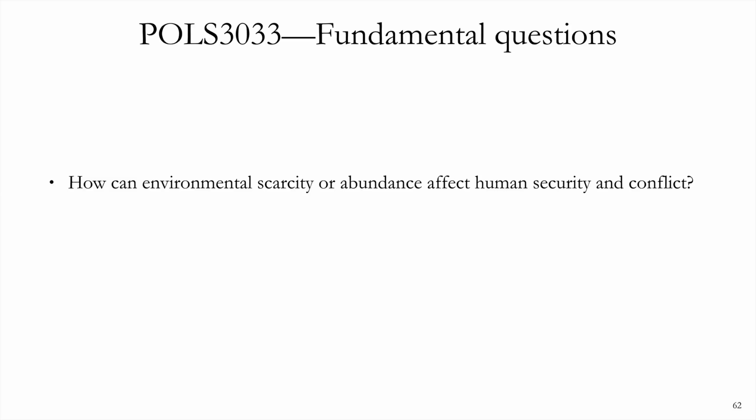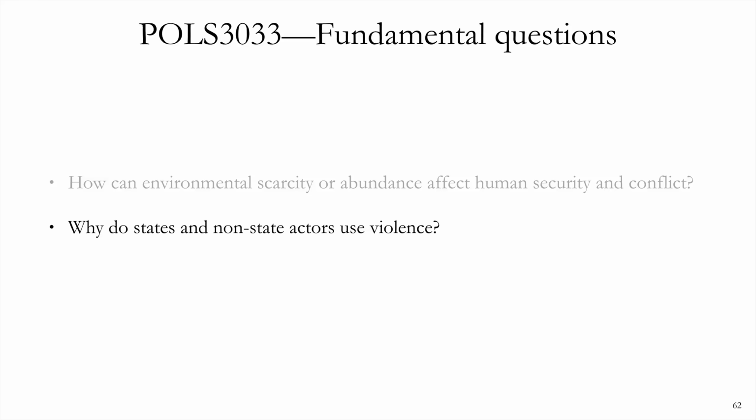The first question is, how does environmental scarcity, or conversely, the abundance of a particular resource like oil, have an effect on human security within countries and across countries, as well as the underlying risk of conflict that these environmental factors bring? Second question, why do states and non-state actors use violence in order to further their aims? We talked in the first section of the class about different motivations, from greed to grievance, physical security of an individual or security of a state, that provide multiple avenues by which violence can be seen as a legitimate way of pursuing your ends.